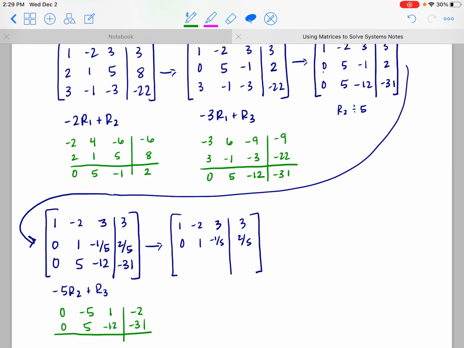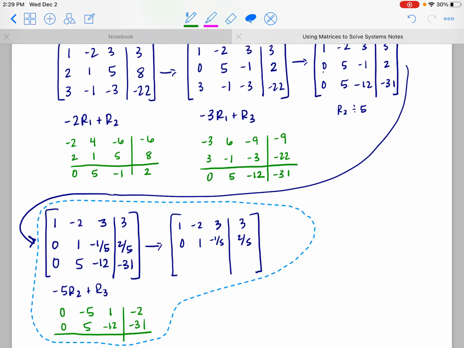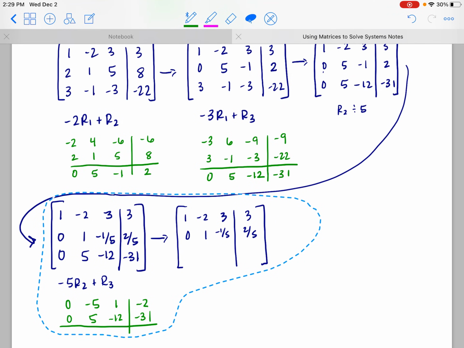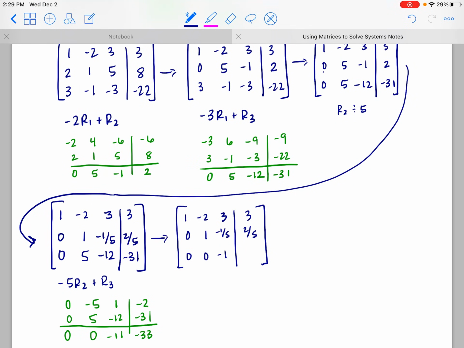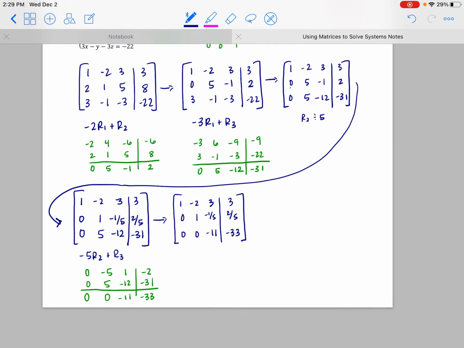I'm so squeezed for space here. I can only imagine that you are also squeezed for space. Okay, so now my new row 3 is 0, 0, negative 11, and negative 33. And one last step just to complete the upper triangular form, although I can see the answer from here, so if you wanted to stop, that would be fine.